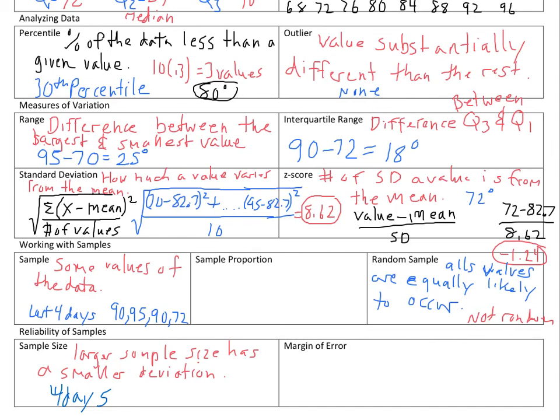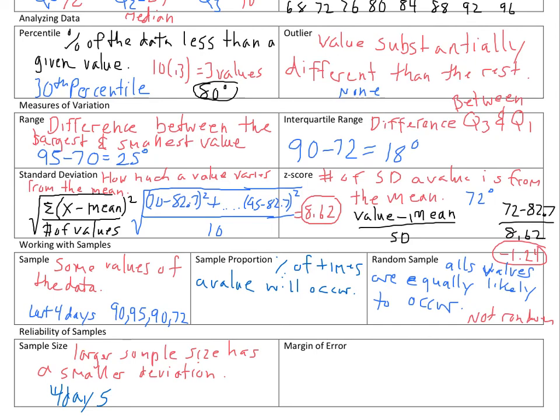All right, let's now talk about sample proportion. Sample proportion is the percent of time a value will occur. So let's write it as the percent of times a value will occur in your sample.